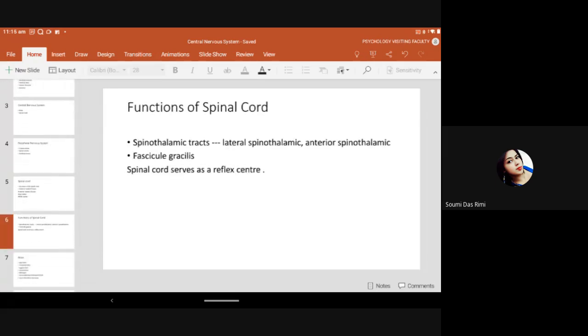Now, what are the functions of the spinal cord? Let us see. There are several functions of the spinal cord.